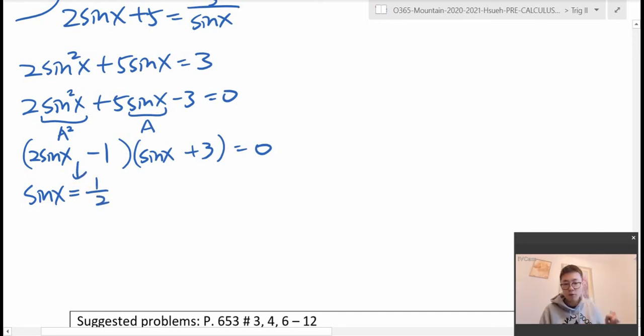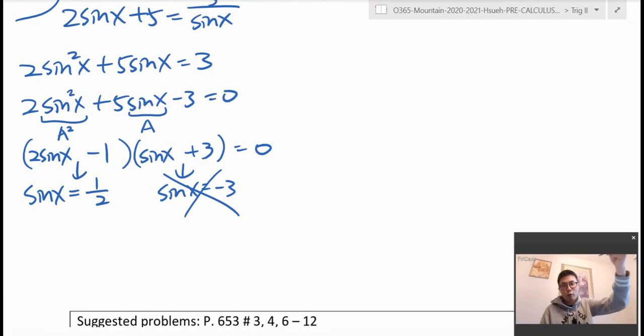This came directly from that. You move 1 to the right and divide by 2. Or sine x equals -3. Right away I know this is not possible. If you recall, for both sine and cosine, without any transformation, the maximum will be 1 and the minimum is -1. So there is no way for sine x to be -3. Again, the minimum is -1. It cannot be anything less than -1. Again, this is without any transformation, of course. So sine x equal to -3, that's not possible.